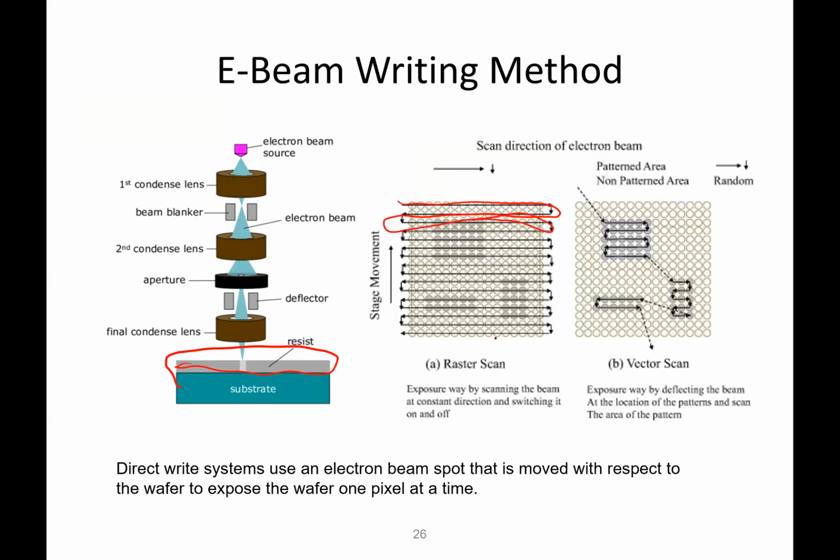This is called the raster scan. In this case, we can stop, expose, and then turn off the E-beam, then go and turn on again, turn off, turn on again. So we can develop some of the pattern at this point by turning on and off while scanning back and forth. So this is called the raster scan. In the vector scan case, it goes directly to the pattern, only writing in this area. There are pros and cons for these two different methods, but these are typical writing methods for E-beam lithography.